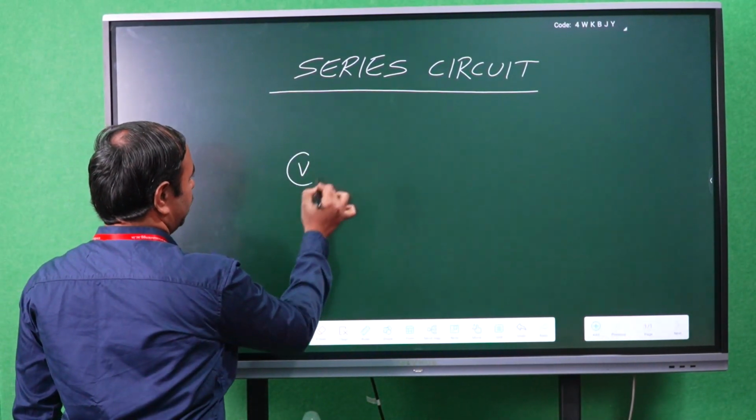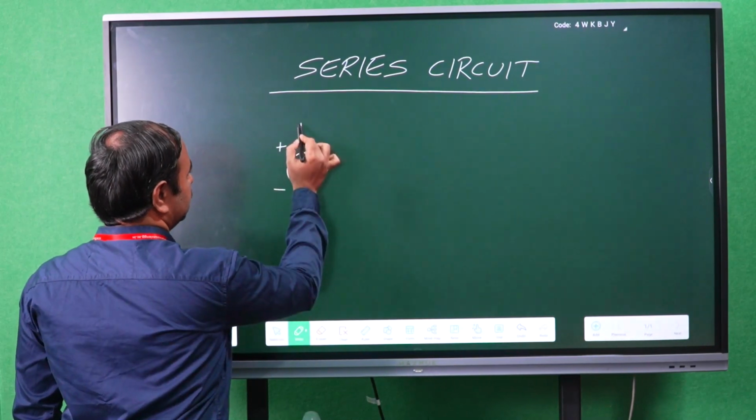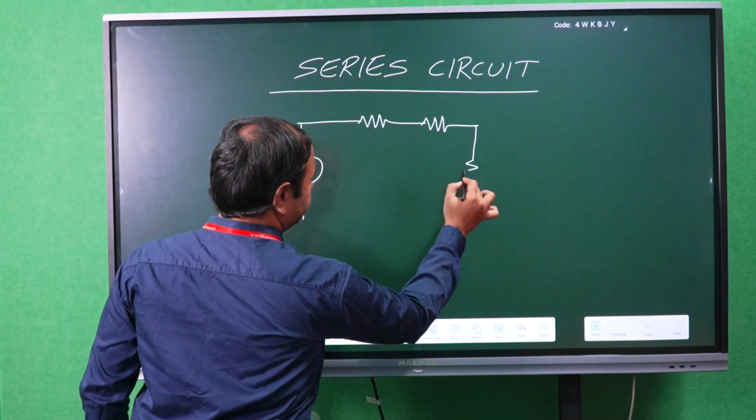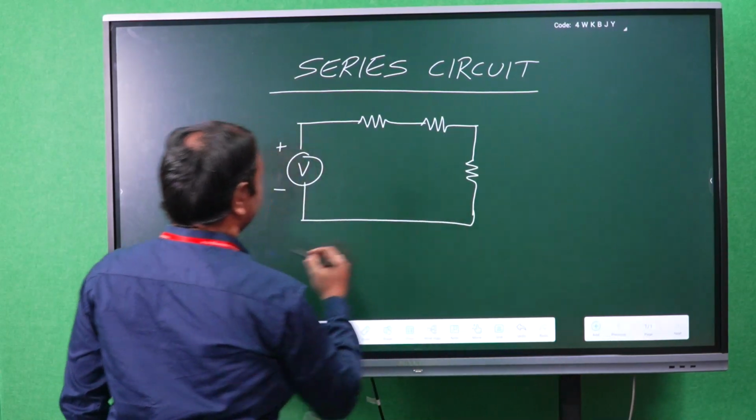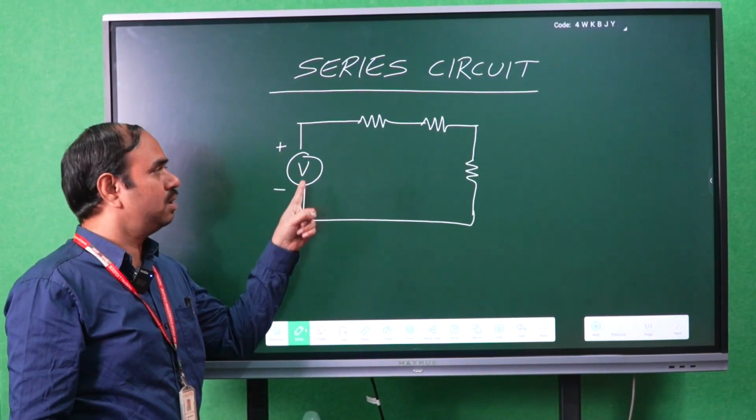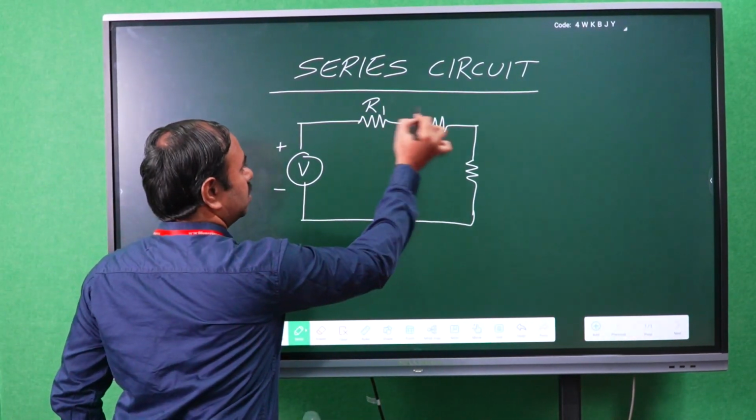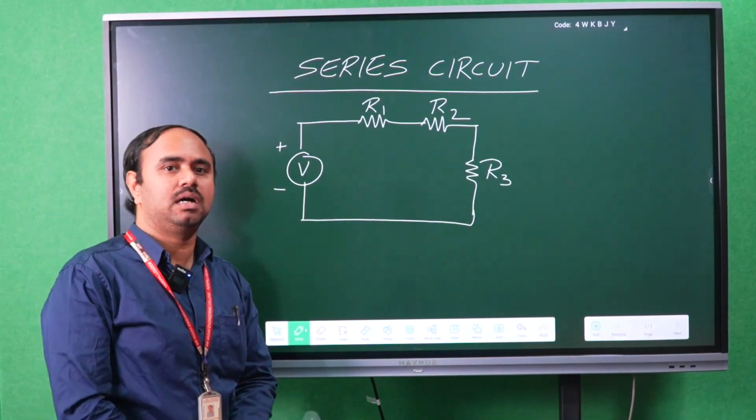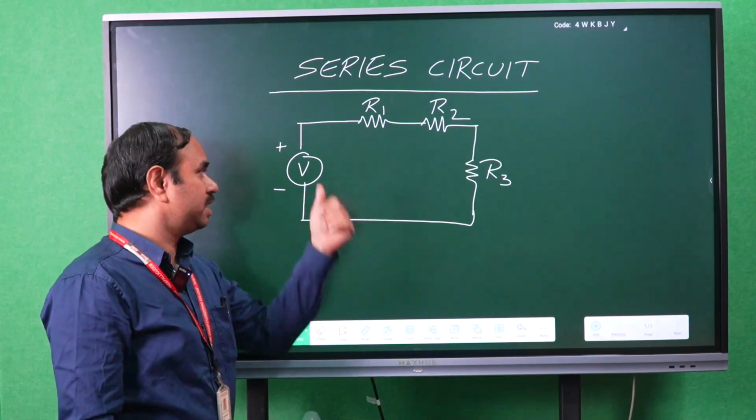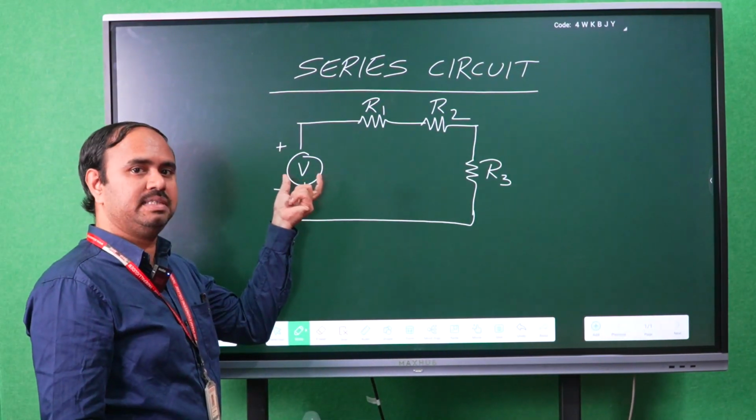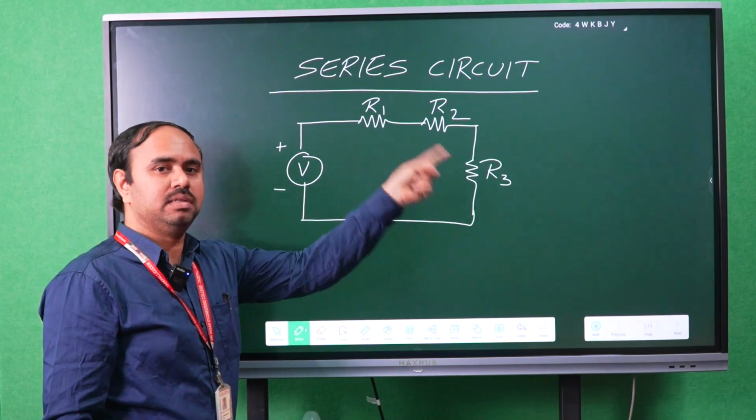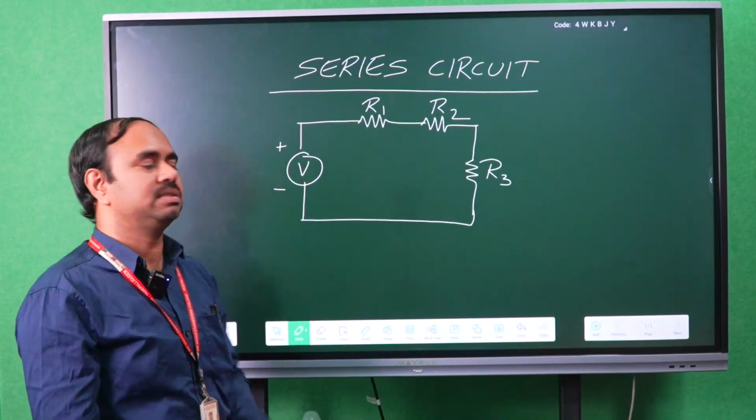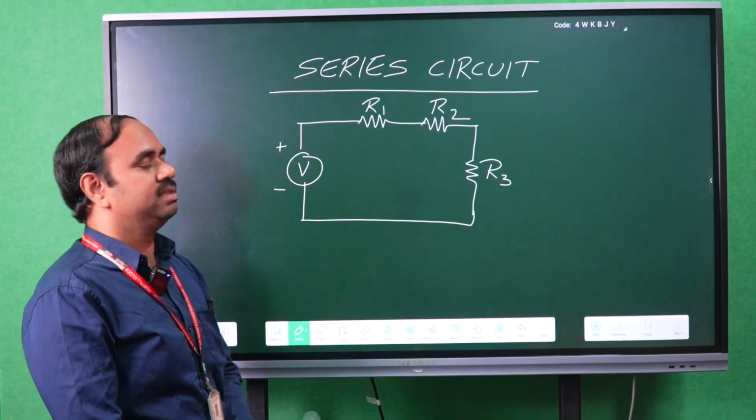So interconnection of this voltage source and resistances, I am connecting here. V is a voltage source and resistances R1, R2 and R3. These three resistances are connected in series with respect to the voltage source. The voltage source is active, whereas R1, R2, R3 resistances are called passive elements. Interconnection of active and passive elements forms a circuit. So now this is a series circuit.